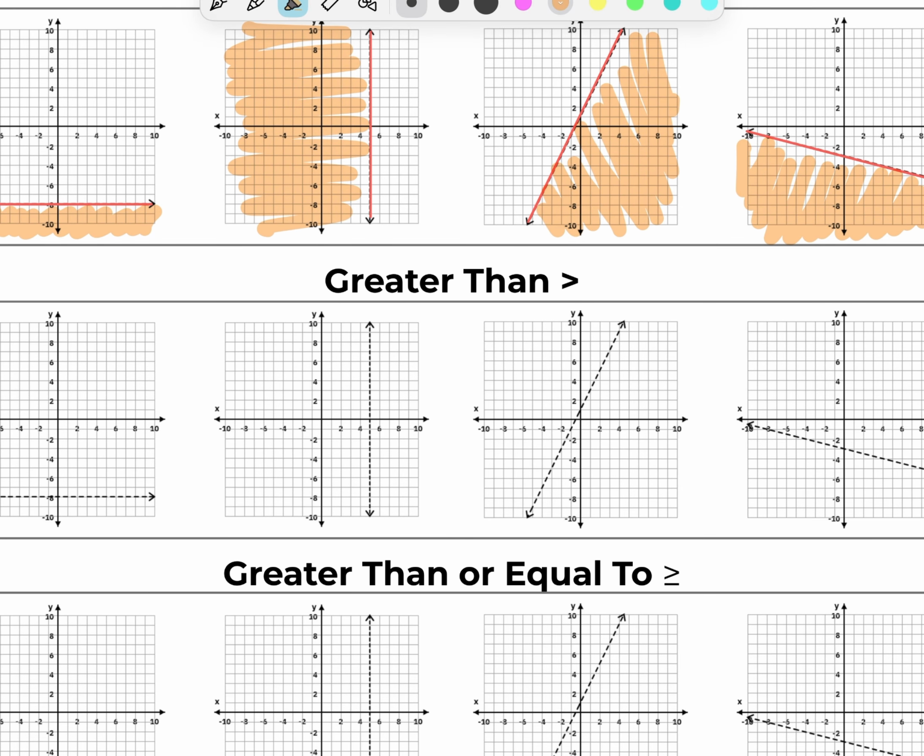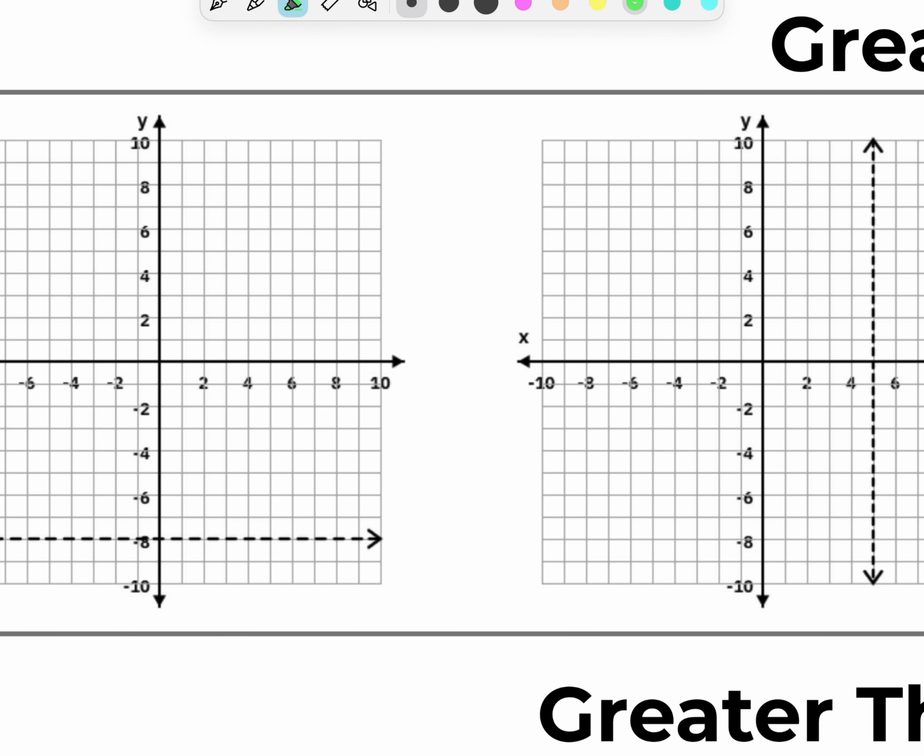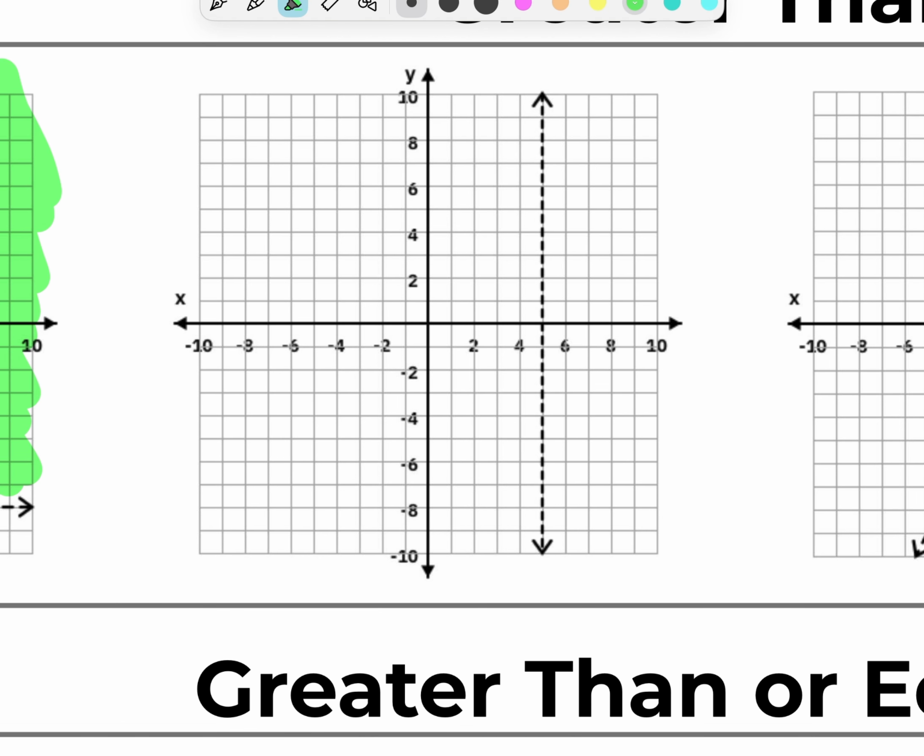For greater than, again, there is not an equal to, so we're going to keep it dashed. And greater than means to get larger, so we want to head towards bigger numbers. When we're looking at that -8, we want to head upwards towards the positives. So we're going to shade above that horizontal line. For our vertical, again, we're at 5, so greater numbers would be like 6 and 10. So we're going to shade to the right.